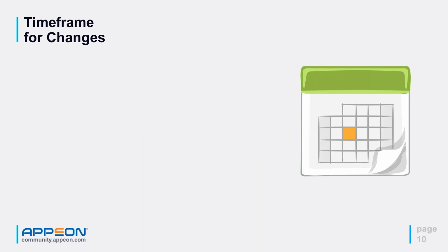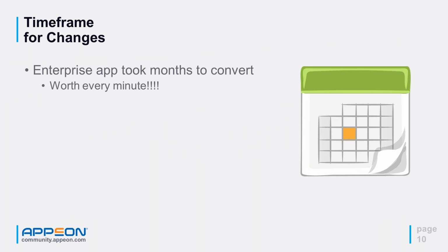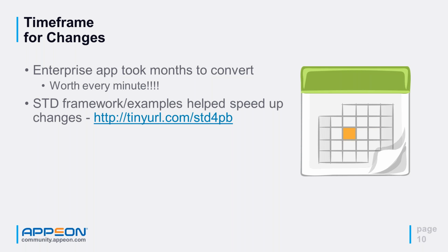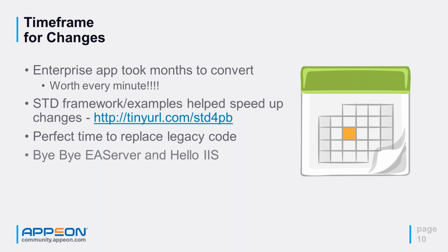So the next phase was to jump into converting the code set. And yes, it took months to convert everything, but it's worth every minute. We also had help from Chris Pollock's examples. That kind of slingshotted us forward when we hit some brick walls. And it was also the perfect time to replace legacy code. As Armin said, we were on PowerBuilder 2.0 at the beginning, so there was some legacy code that needed to be ripped out and updated. And we also had EA Server, so at the same time we took EA Server out and switched to IIS.